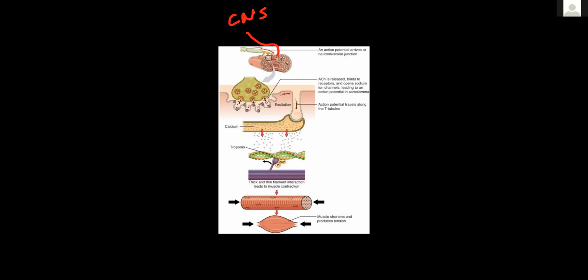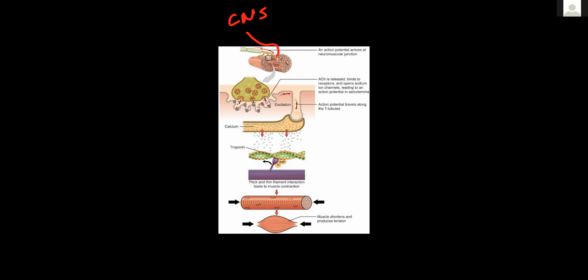T tubules conduct this action potential up to which organelle within the muscle fiber? SR, sarcoplasmic reticulum. And in response, which ions shall be released from SR? Calcium ion. And I said that they go and bind to which unit of which protein on which filament? Correct. TnC subunit.